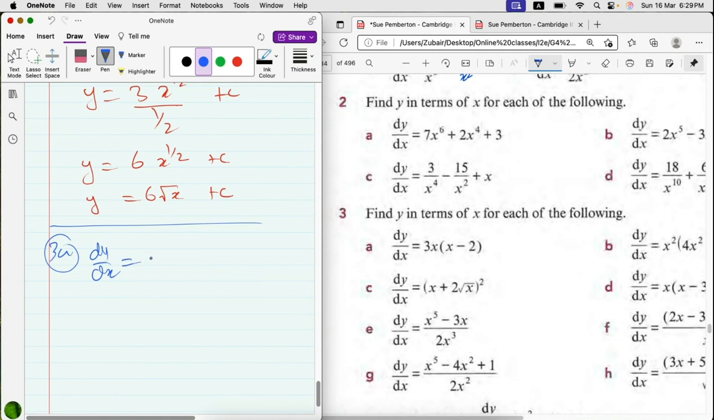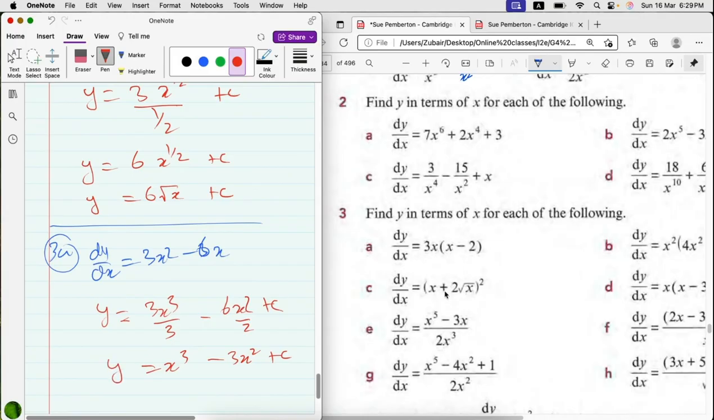dy by dx is 3x squared minus 6x. Okay, now tell your answer. I got 3x cubed over 3, so that's just x cubed, minus 6x squared over 2, so that's just 3x squared, plus c. Yeah, plus c. Nice. That's good.